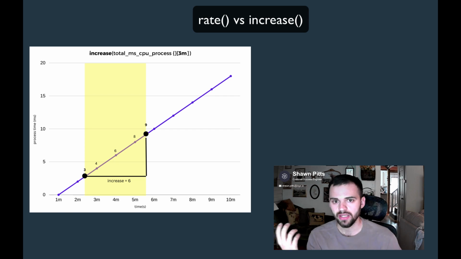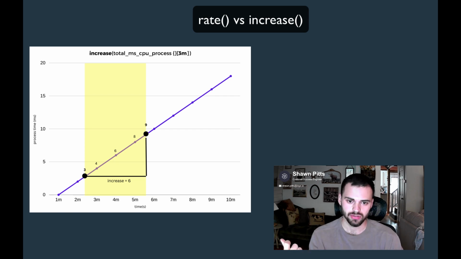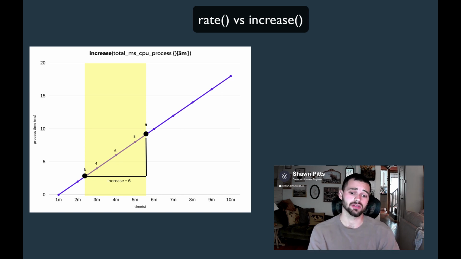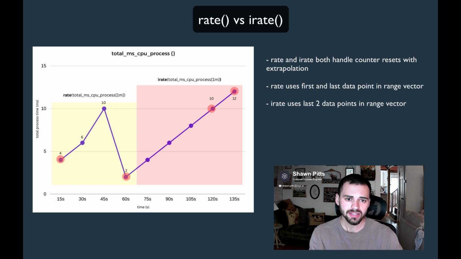What's great about rate is rate works on data points. So rate will take 4, 6, and 8, and then it will calculate the slope based on that. So the per second rate. Increase can make more broad-based inferences, but it can result in less accurate data, and it's recommended to use rate over increase in a lot of cases. Last, we're going to talk about rate versus irate.